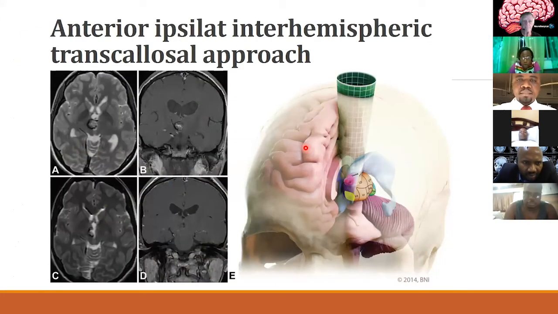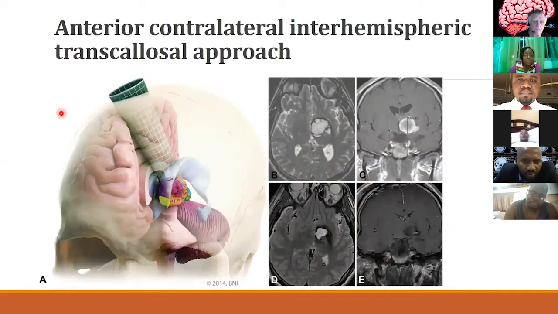If this tumor is located medially, you can see it on this T2 image, we can use the anterior ipsilateral interhemispheric transcallosal approach to remove the tumor, or take a biopsy, or remove part of the tumor, as we discussed with Dr. Onoro. If the lesion is located laterally, we can use the anterior contralateral interhemispheric transcallosal approach.